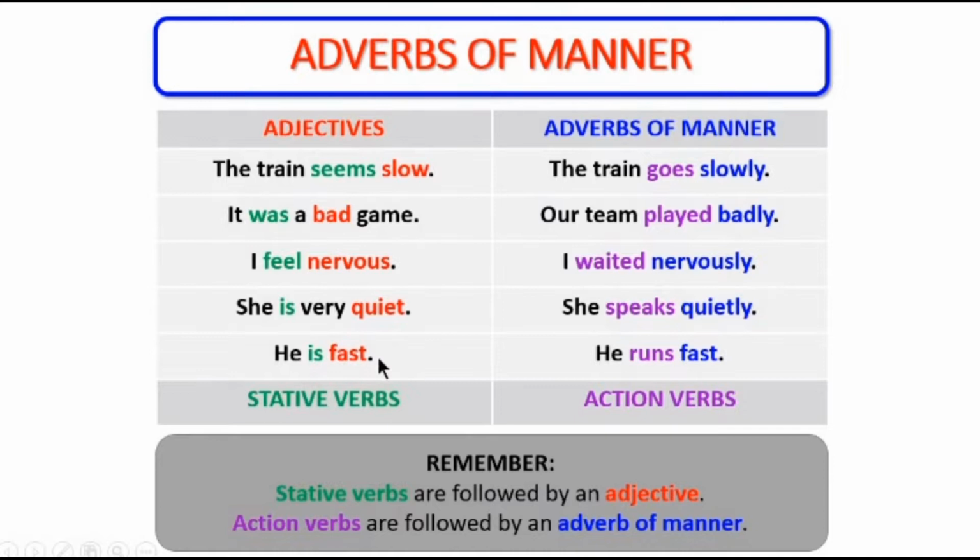He is fast. In this case, for both you have fast, because you don't have fastly. He is fast, or he runs fast. Stative verbs, adjective. Action verbs, you need adverbs. Okay, so here.